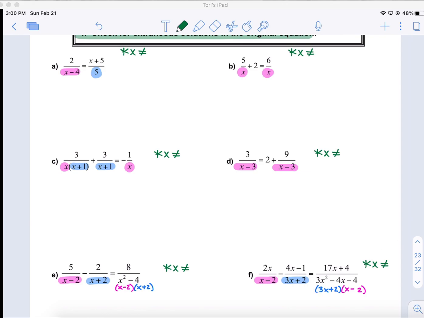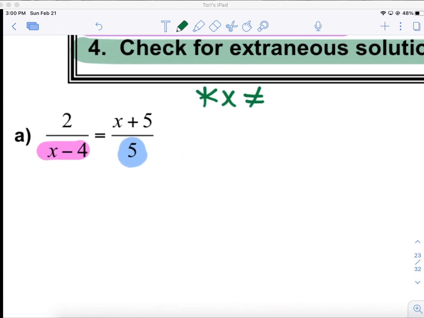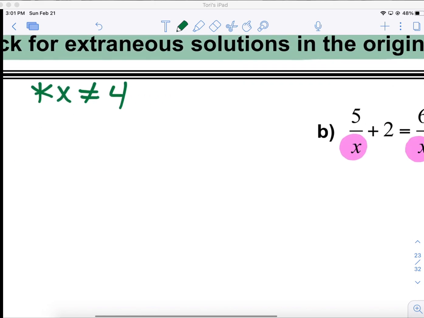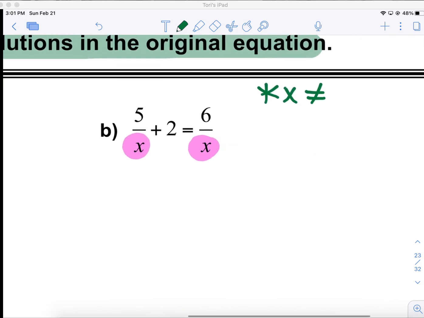Perfect. So if I look at problem A, I say x cannot equal what? Are there any x's in the denominator that would make it equal 0? Yes, I have one right here. The x right here is not allowed to be a positive 4 because then my equation would say 2 over 0 equals something, and that wouldn't make sense. So right now, I know x can't be 4. If I go to B, I have x's in the denominator, but they're not binomials, they're just x's. So I know right now, x cannot equal 0.